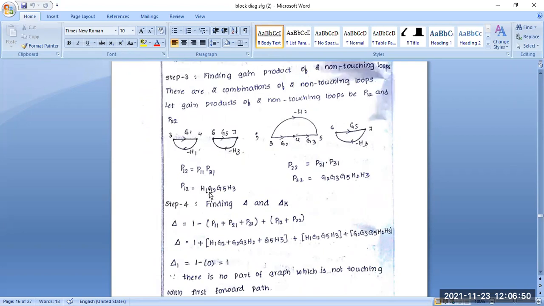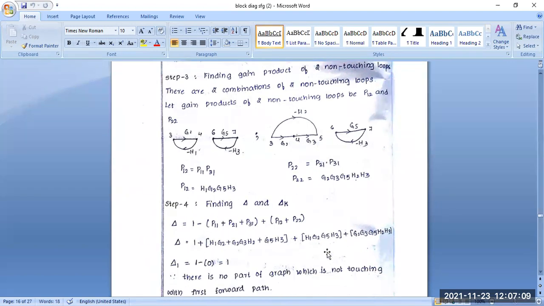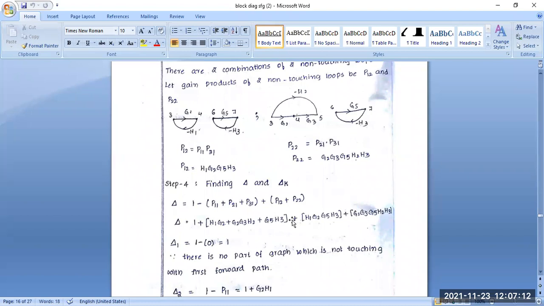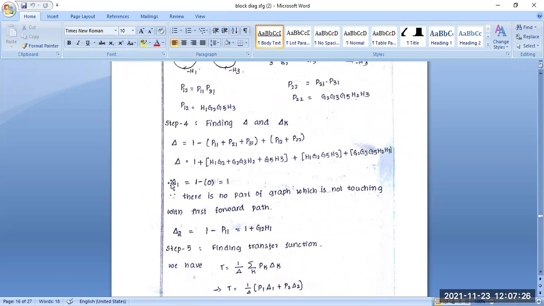Then again you have to calculate every value from here, you have to put the values P11, P21, P31 and also P12 and P22. It is easy to put the values. Then you have to solve these equations. Lots of terms are cut down because the negative signs are present, negative and negative cancel, so there is a lot of cutting down as you solve. Then this is delta 1, this delta 1 means the first forward gain.